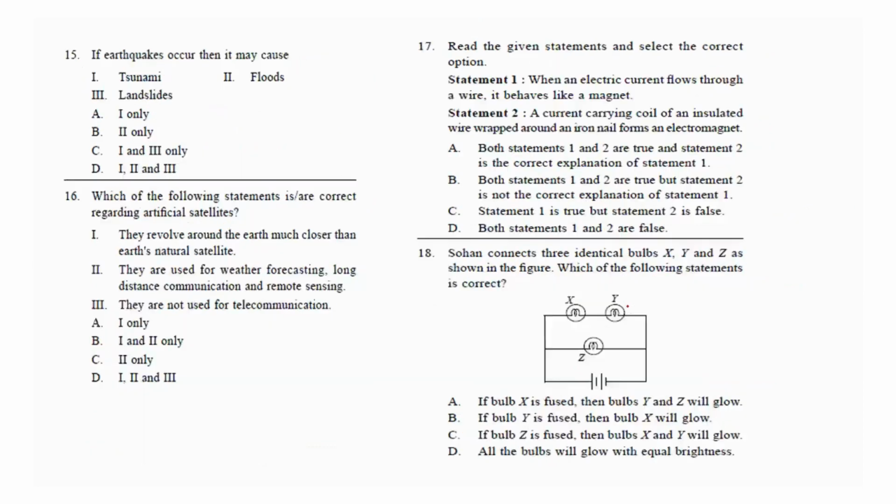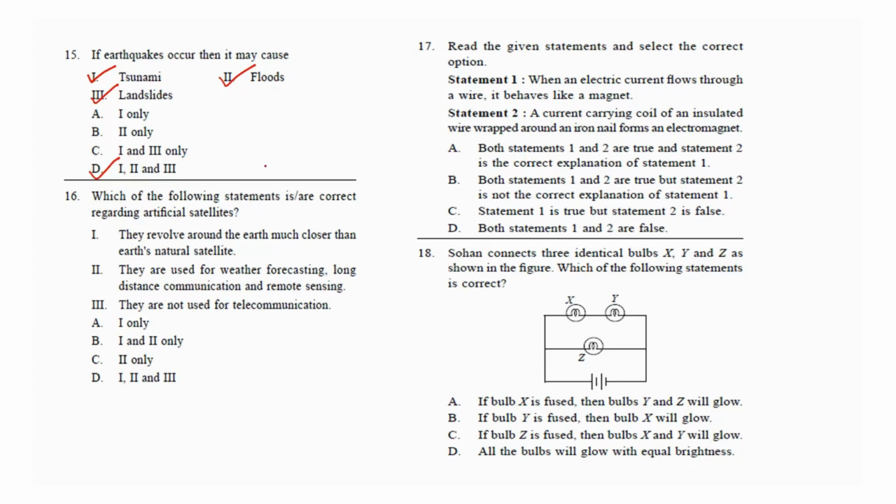Now we come to question number 15. If an earthquake occurs, then it may cause what? When an earthquake occurs, it causes tsunami, it causes flood, and it causes landslide also, right? So the answer will be D. All these three happen when an earthquake happens, right?